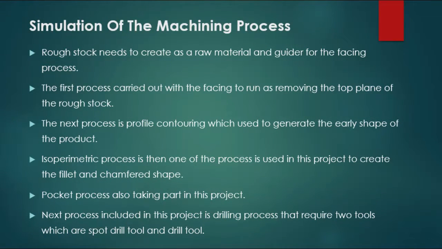For simulation of the machining process, rough stock needs to be created as a raw material and guide for the facing process. The first process carried out is facing, to remove the top plane of the rough stock. The next process is profile contouring, used to generate the outer shape of the product. Isoparametric machining is then one of the processes used in this project to create fillet and chamfered shapes. The pocket process also takes part in this project. Next is the drilling process, which requires 2 tools, which are a spot drill tool and a drill tool.